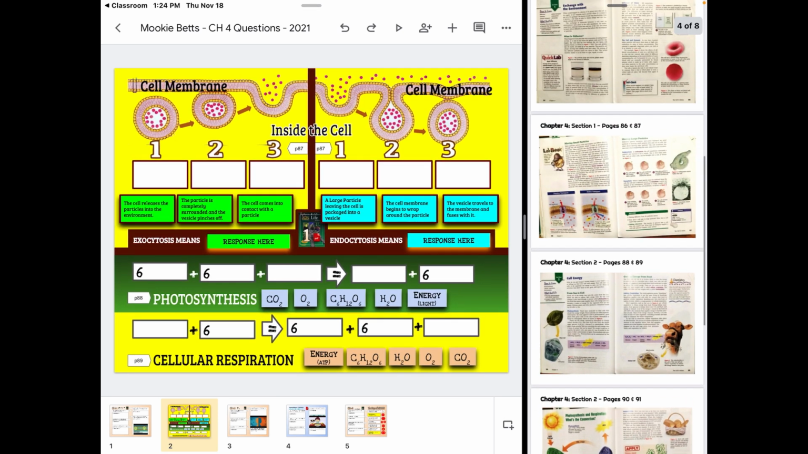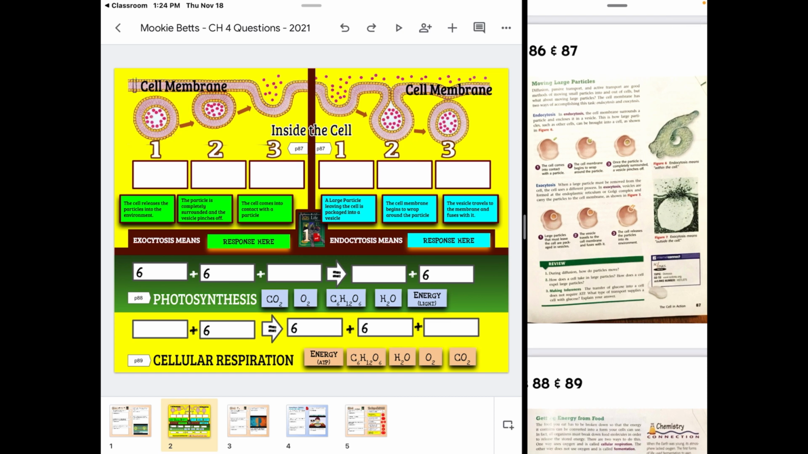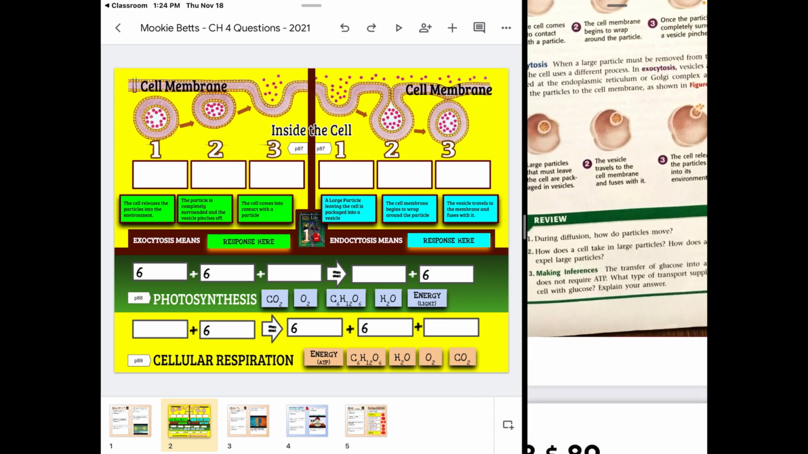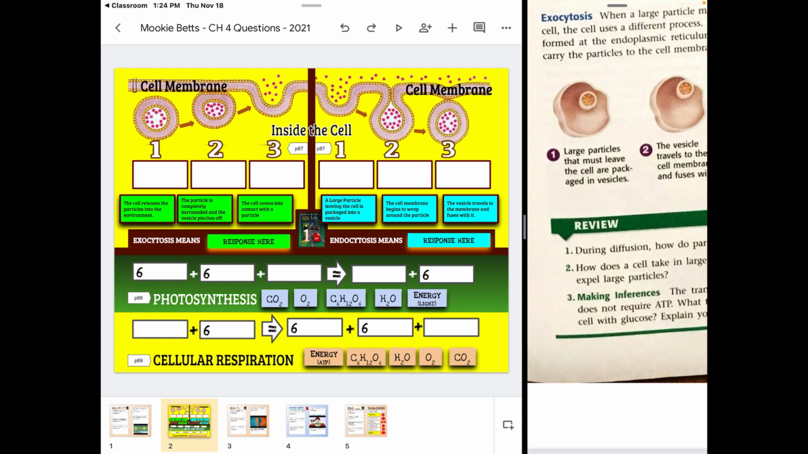So the first one is endo and exocytosis. So if I have exocytosis, that's the bottom one. Large particles that must leave the cell are packaged in vesicles. So we've got to fix these. The cell releases, okay. These are in the wrong order. Some of these need to go over here. Oh my goodness.